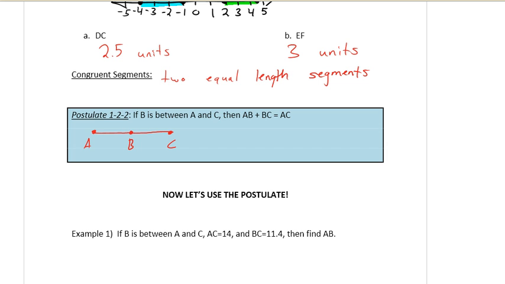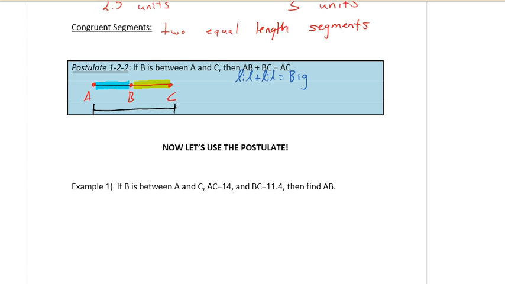Okay, again, to make it a little bit more simple, it means little chunk plus little chunk equals big chunk. The little piece plus the little piece equals the big piece. So this little part here plus that little part there equals the entire length, which makes sense. Okay, let's look at a couple of examples.